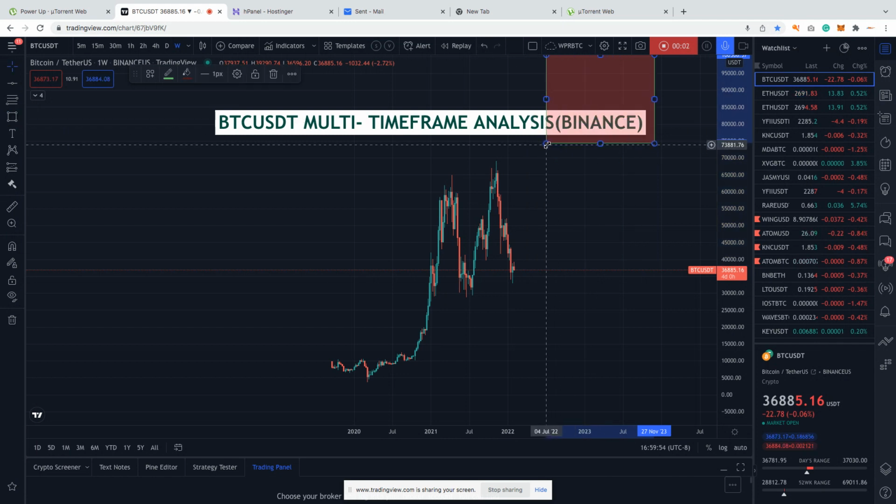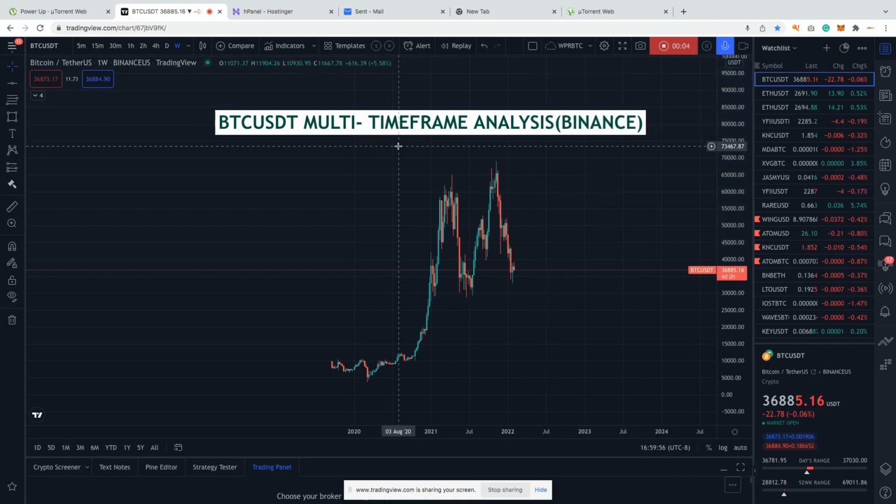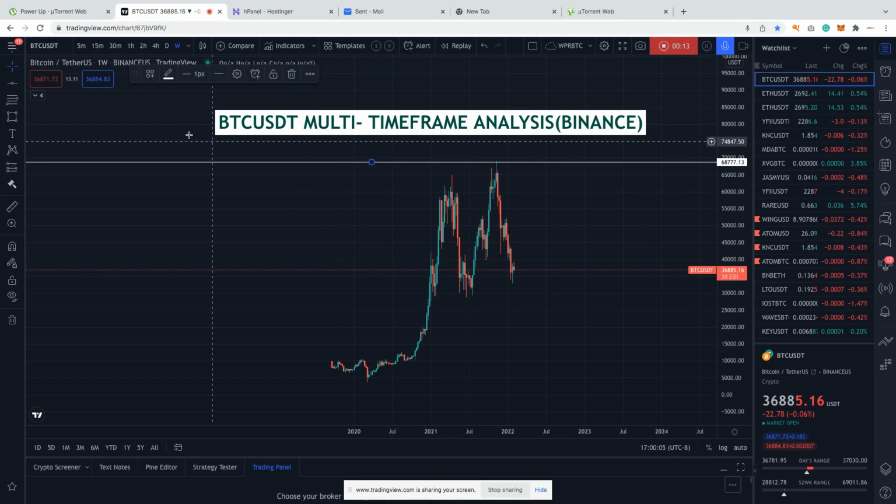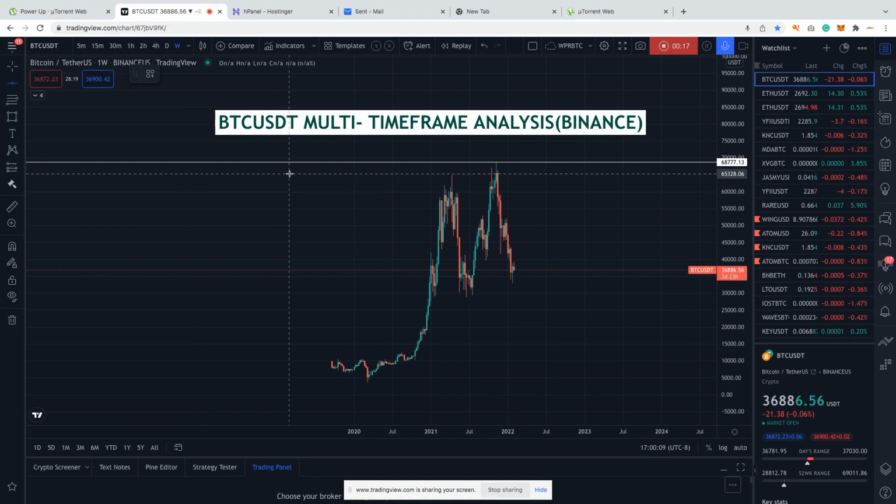Today, we are going to be talking about Bitcoin on multiple time frames. So, it's going to be a multi-time frame analysis on Bitcoin. Now, this is going to be an update based on my prediction about Bitcoin going to see a bounce to around 62k to 64k range.